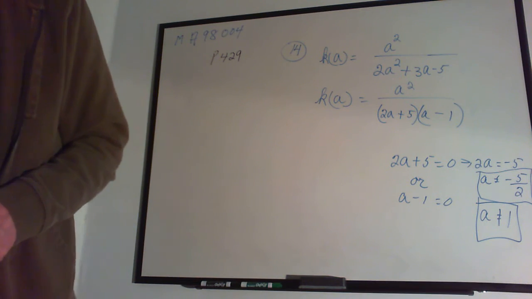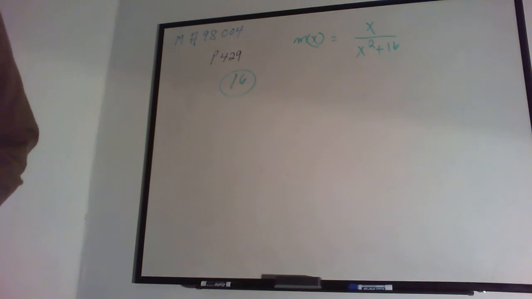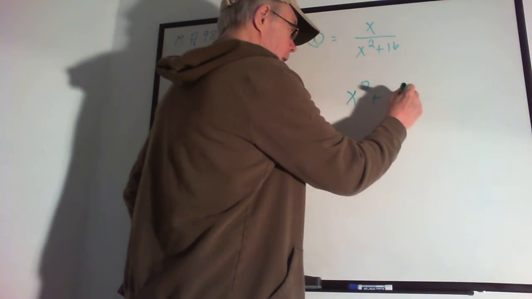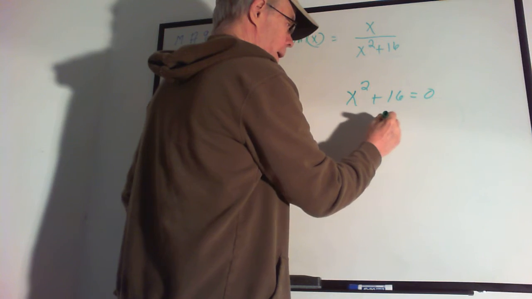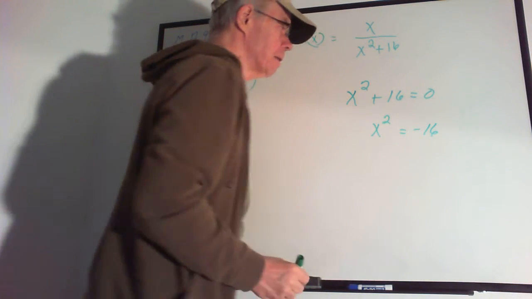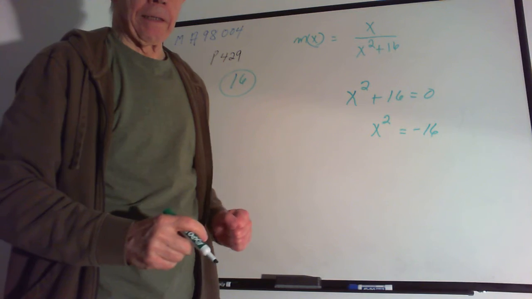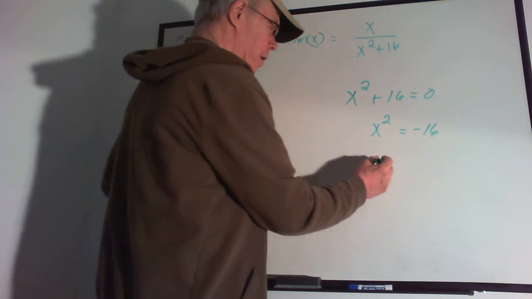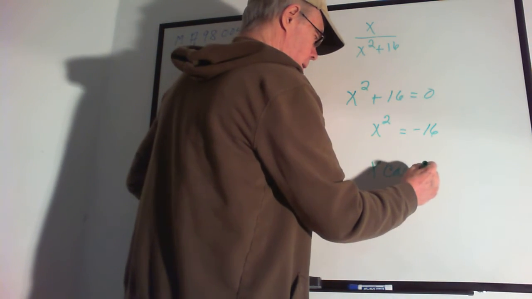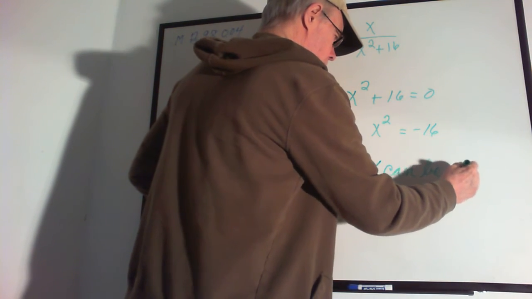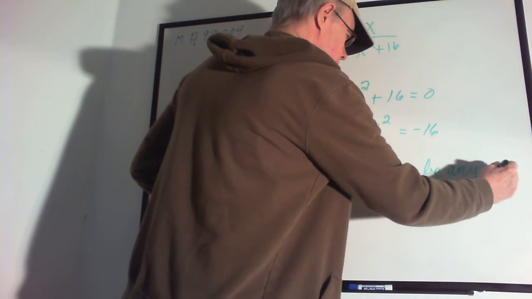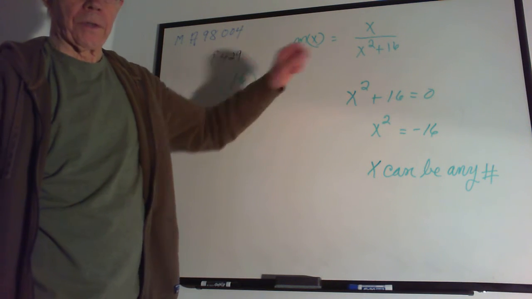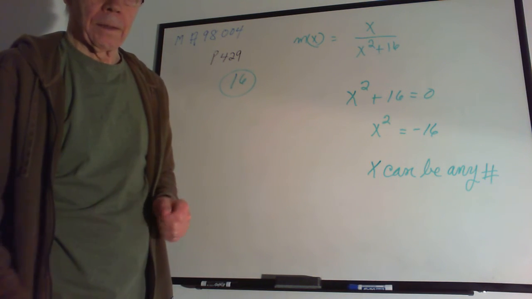All right, try number 16. What will make x squared plus 16 equal to 0? Well, x squared equals negative 16. The square of a number cannot be negative. What that tells you is x can be any number. There are no numbers that will make x squared plus 16 equal to 0. None whatsoever.